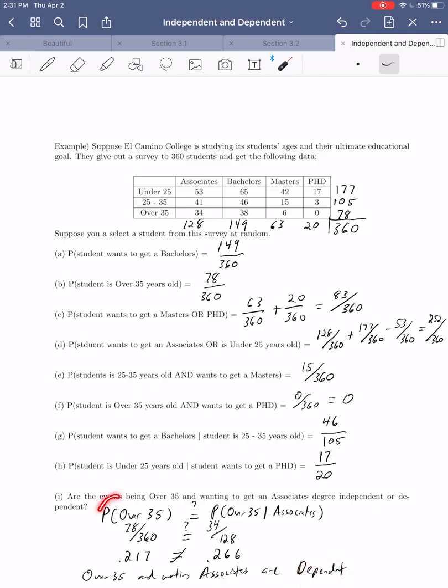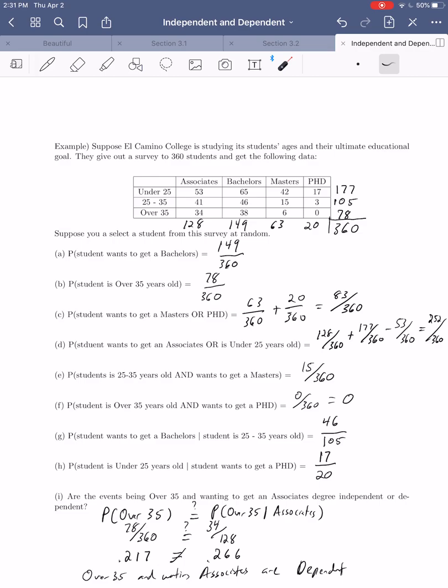Well, on this left-hand side, if we were just going to pick somebody out of the survey at random, there's about a 22% chance, 21.7, that they're over 35. You can imagine all 360 people standing in a room somewhere, and if you pick a random person, the chance that they're over 35 is about 22%. However, if you start to talk to them and they tell you that they want to get an associate's degree, you would change the probability that they're over 35. Instead of thinking it's about 22%, you would start to think it's about 26 or 27%. In other words, they're a little bit more likely to be over 35 because of the extra information that they wanted to get an associate's.